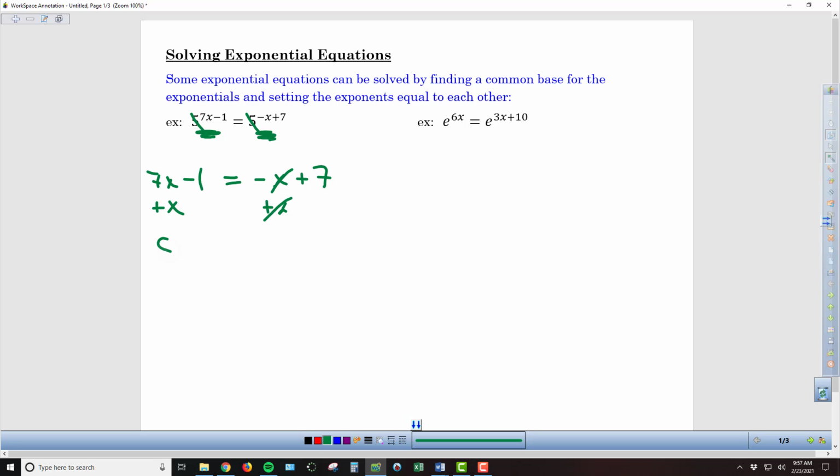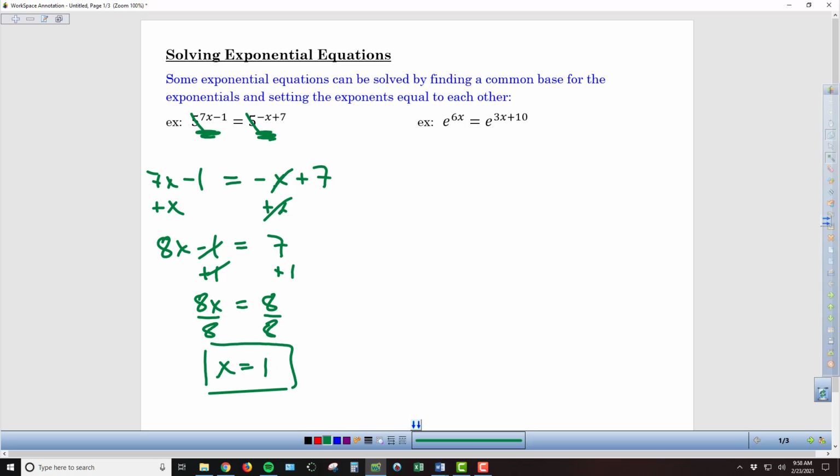And so we end up with 8x minus 1 equals 7. And so then we can move the 1 to the other side. And so we get 8x equals 8. Or if we divide both sides by 8, we get x equals 1. And so if we go back and plug 1 into the equation for x, we'll see that we'll end up with the same exponent on both sides.